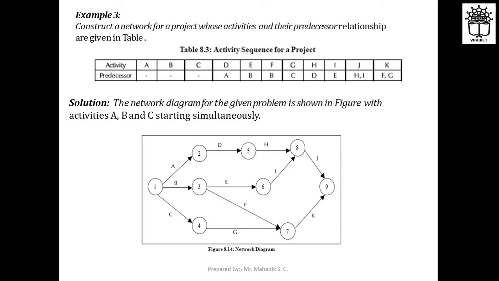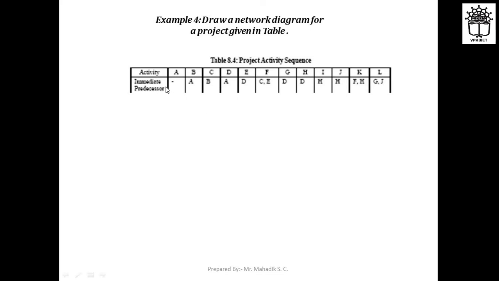Okay, thank you. Let us see the next problem. Draw a network diagram for a project given in the table. Again, the activities and immediate predecessor activities are given. Activities A to L are given respectively.